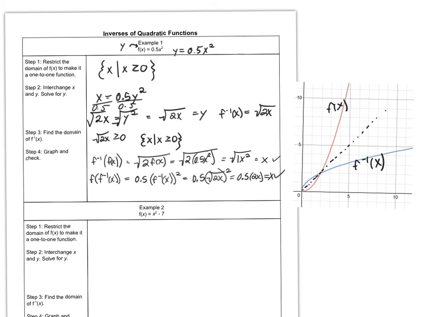So now we have three ways to see that it's right. First, we found the inverse of the original function, then we found the function of the inverse, and then we graphed it and found that it was symmetric across y equals x. Pause the video for a minute and try this example.